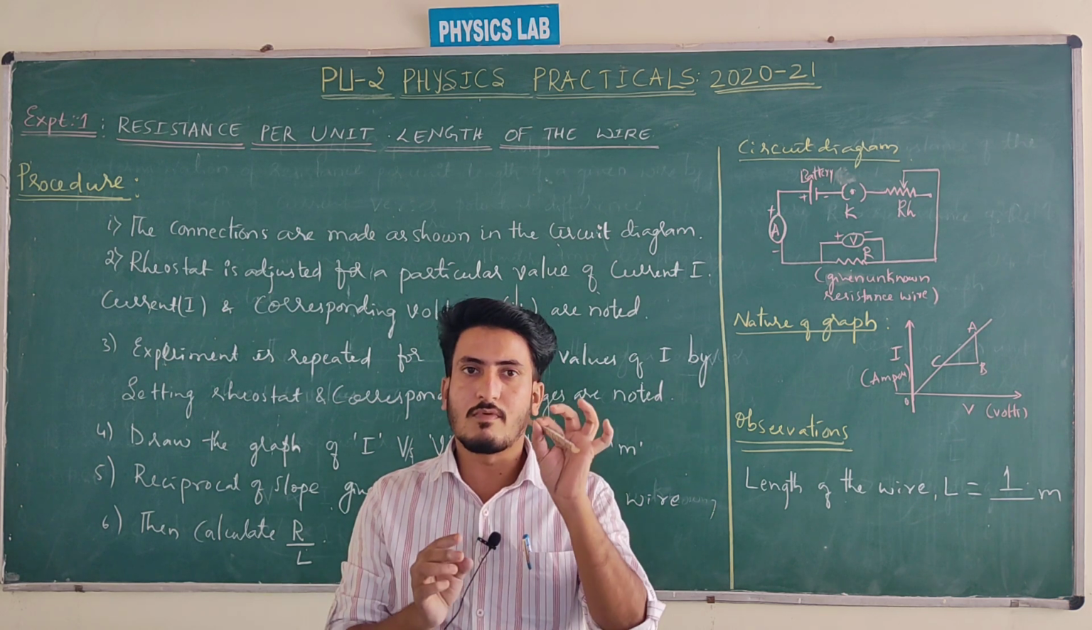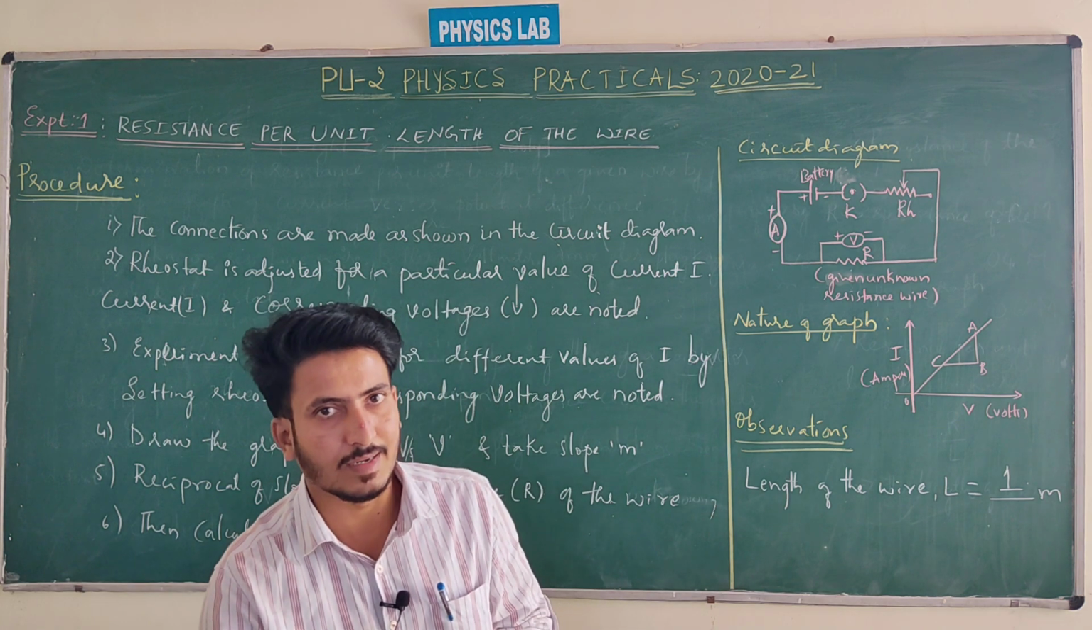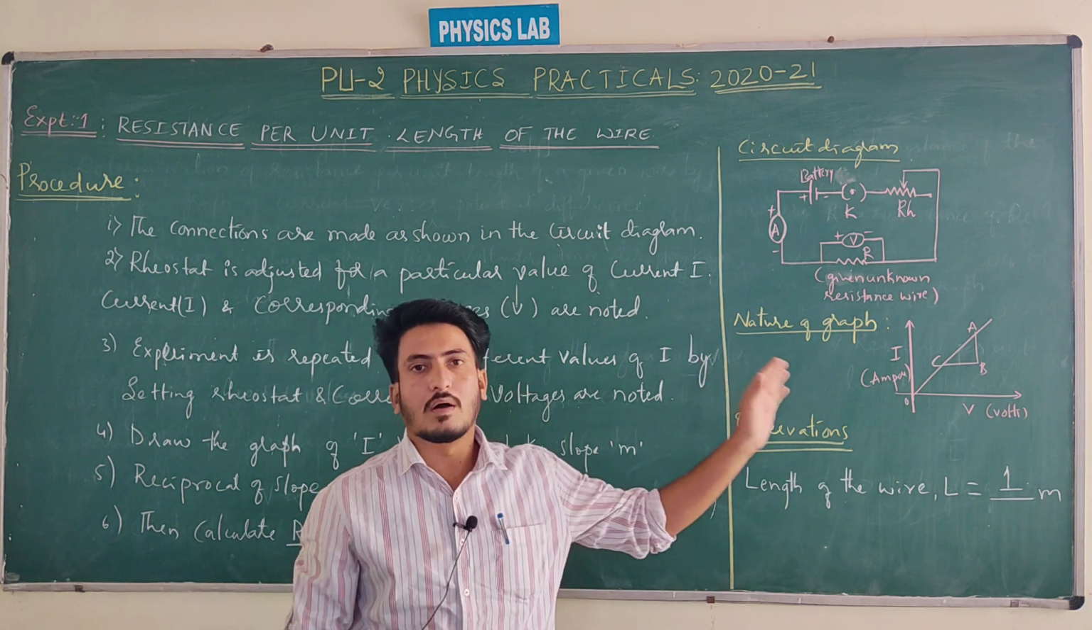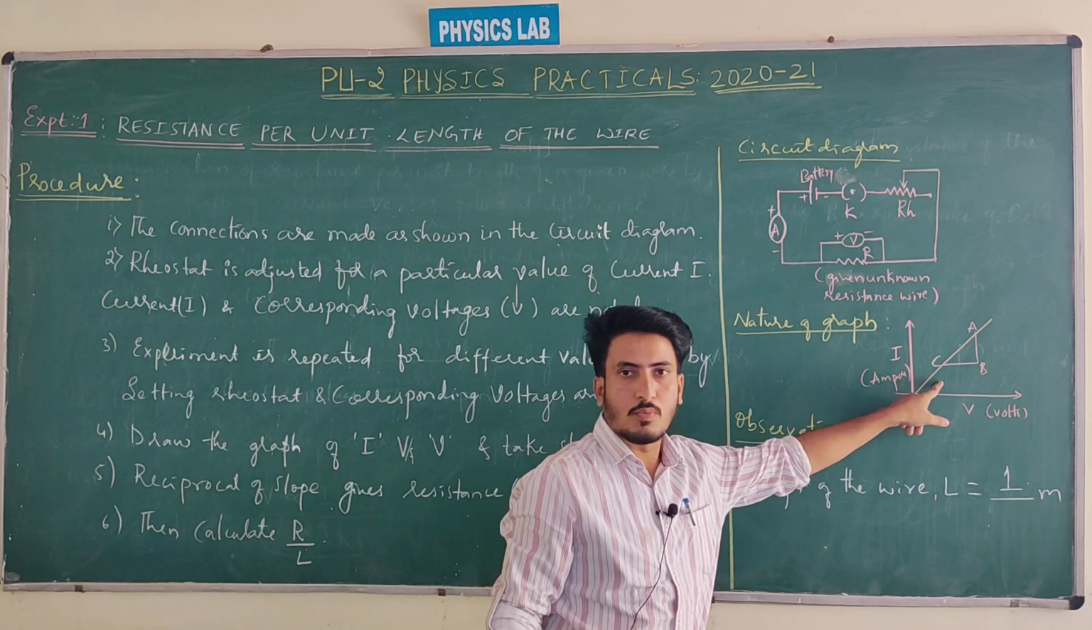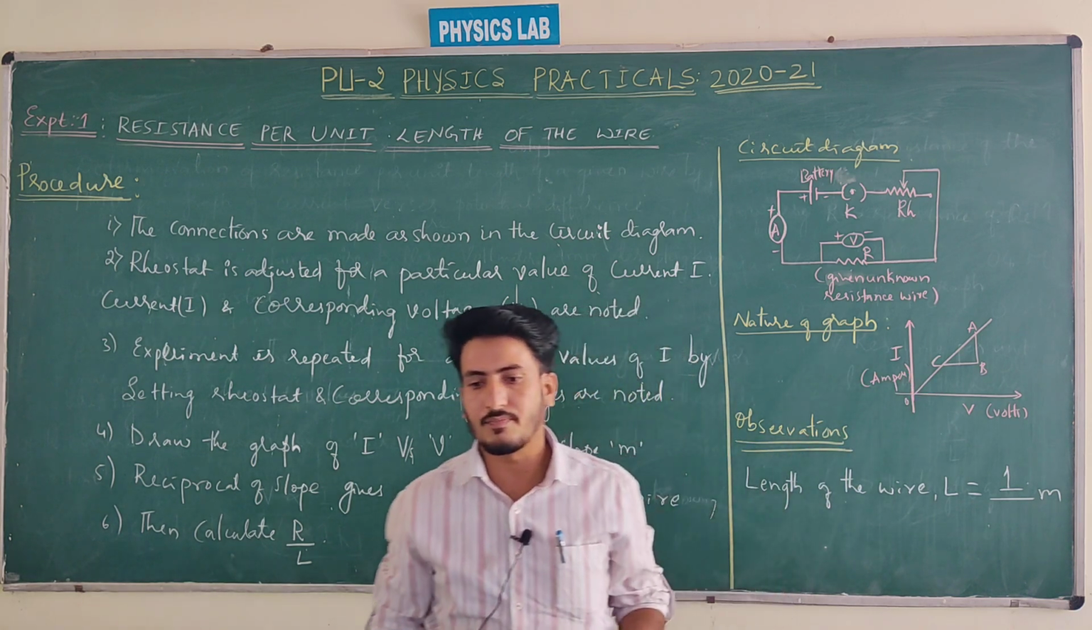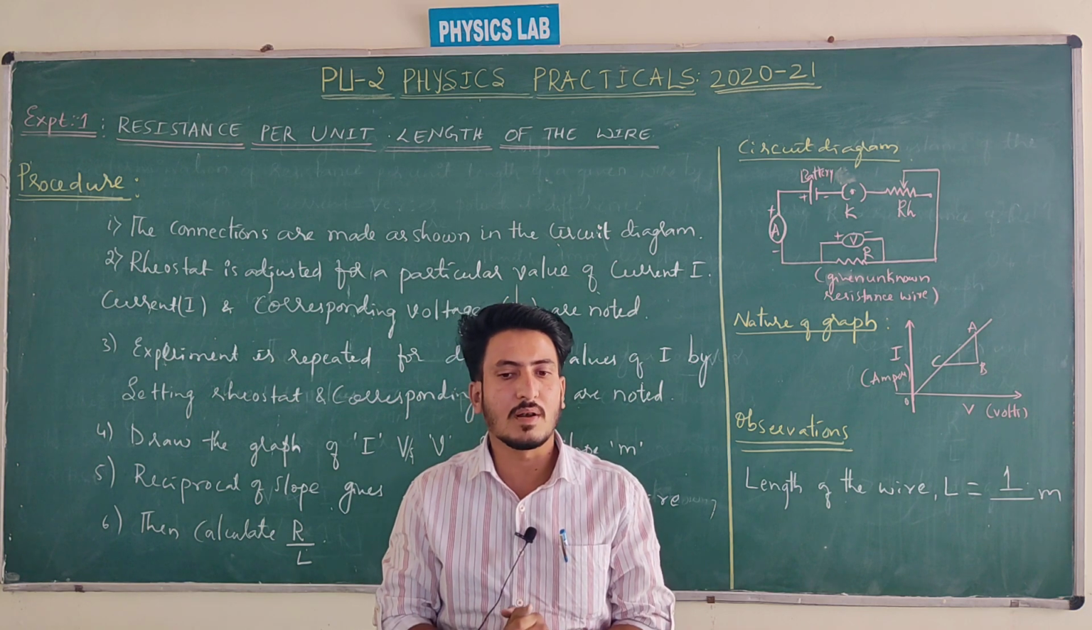This unknown wire, whose resistance you are going to find out by drawing the graph of current versus voltage and taking the slope of it. Okay. So, look here now. The procedure will be very simple.